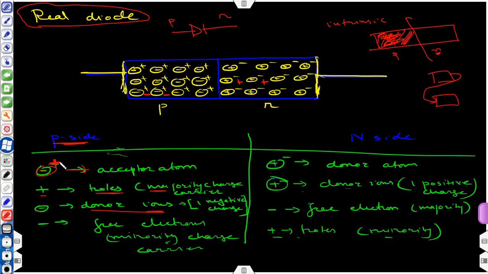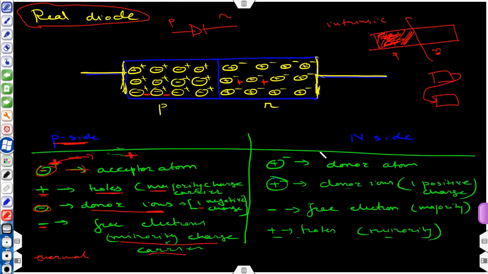Whenever this hole gets free by absorbing some amount of energy, you have free holes inside the crystal, and you have these leftover acceptor ions. So this ion is in bonded form. It is forming bonds with the nearby surrounding silicon atoms, and it has lost its positive charge, so the net charge on it is now minus 1. And these are free electrons. I have drawn a small amount of free electrons on the p side. These are nothing but minority charge carriers. This is because of thermal generation.